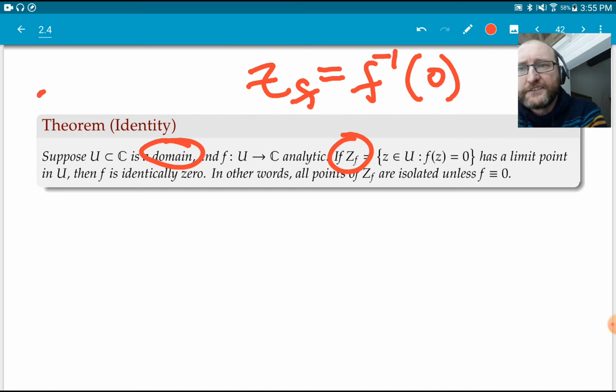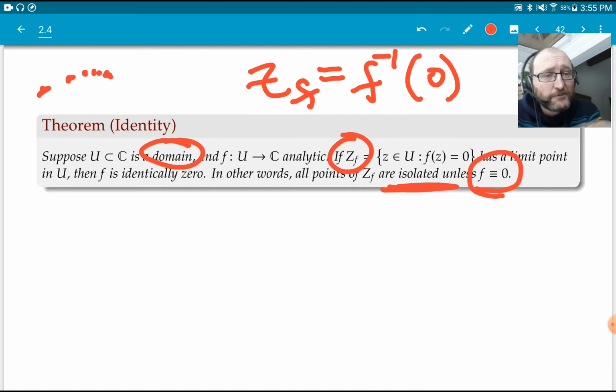So if the zeros converge to some point, then the function must be 0 identically everywhere, in all of U. That's what we're using connectedness for. In other words, what does it mean? It means that the zeros are isolated. If f is 0 somewhere, it's not 0 in some neighborhood of that point, unless, of course, it's identically 0. If it's identically 0, then it's 0 everywhere.